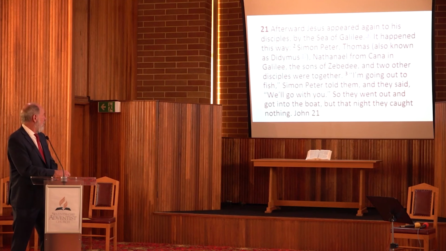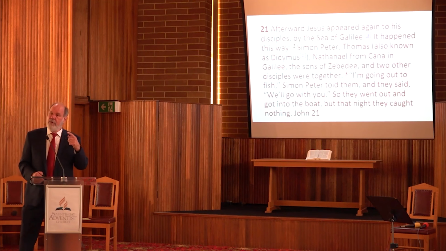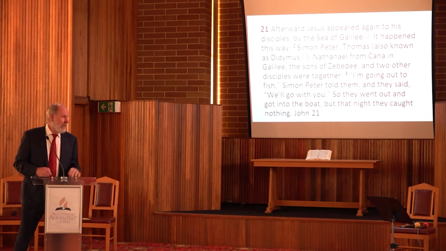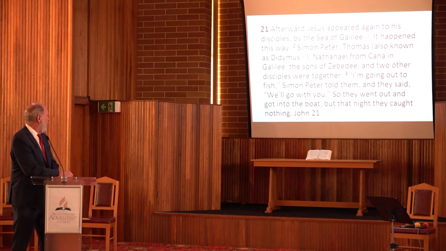And the final episode, afterwards Jesus appeared again to his disciples by the Sea of Galilee. It happened this way. There was Simon Peter, Thomas, also known as Didymus, Nathanael from Cana in Galilee, the sons of Zebedee. The sons of Zebedee are who? John and James, right? That's the author of this book, the sons of Zebedee. And two other disciples were together.